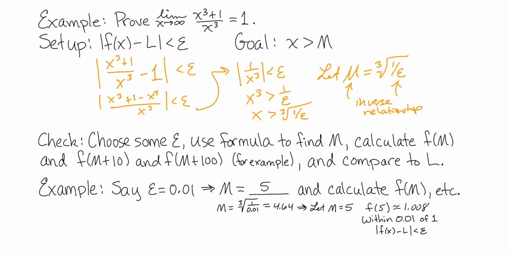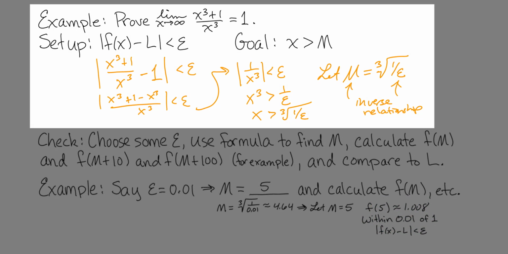For example, let's say epsilon equals 0.01. M, which is the cube root of 1 over epsilon, would work out to be approximately 4.64. So we'll say let m equal 5. So if we calculate f of m, f of 5, we get 1.008. So not only is it close to 1, it's within 0.01 units of 1. It's within epsilon units of L. So this is how we would show that the limit as x goes to infinity equals our value L, in this case 1.